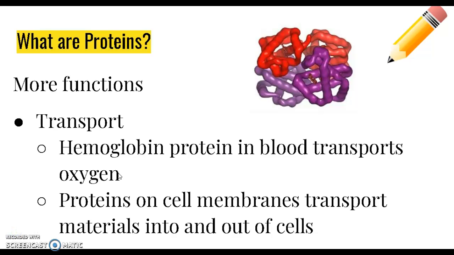You have a protein called hemoglobin in your blood that helps transport oxygen. And then you also have lots of proteins in the membranes of your cells that helps to transport stuff into and out of the cells. Notice that energy is not a function of protein. The two energy molecules that you use are carbohydrates and lipids. Proteins do all these other things, but energy is not one of them.